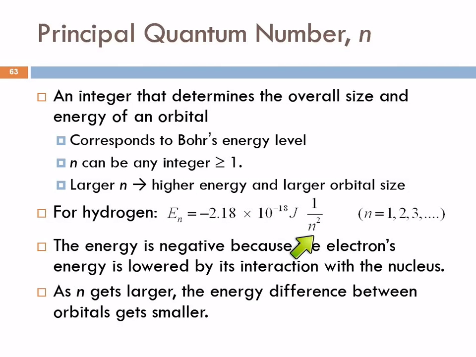As we go up in these energy levels, principal quantum levels, the difference between the orbitals gets smaller. And that's similar to Bohr's energy levels.